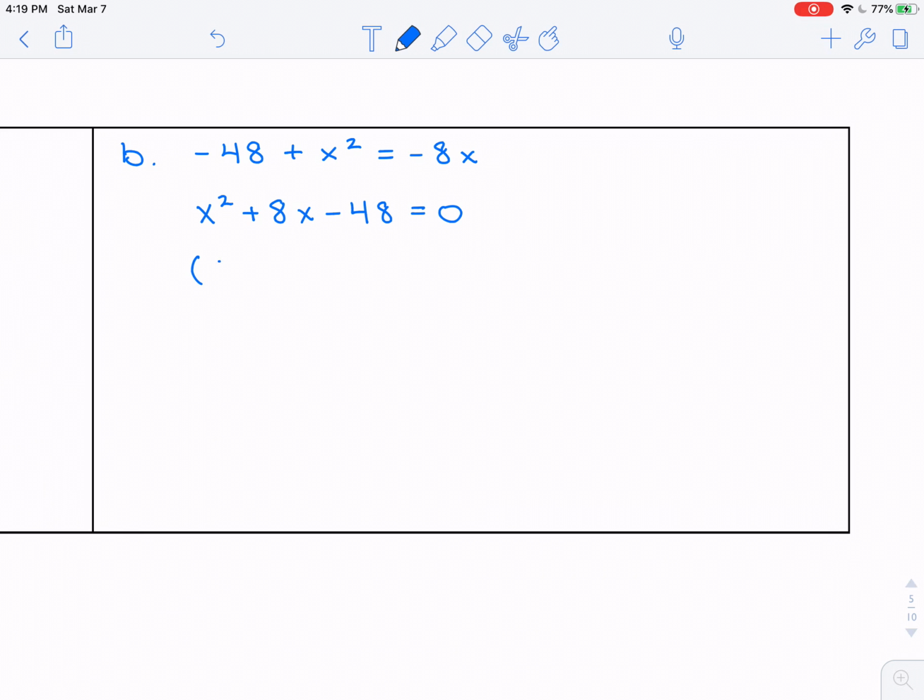It is x plus 12, x minus 4 equals 0. Again, we notice that the zero product property allows us to take each of these equations down here and solve, setting them equal to 0.